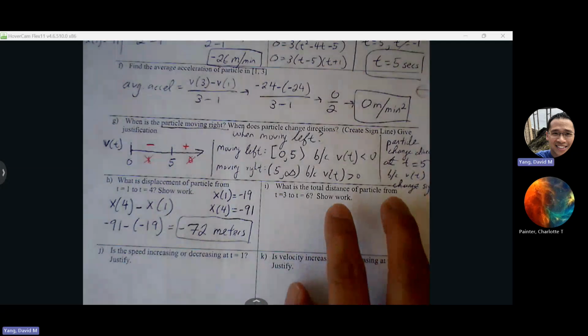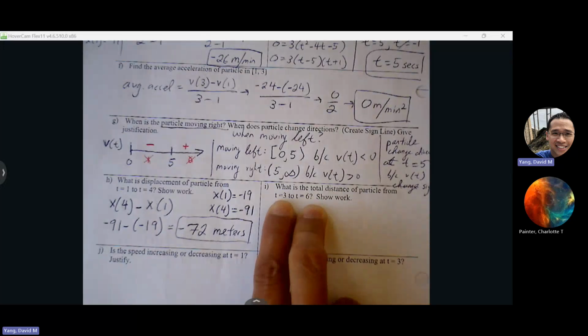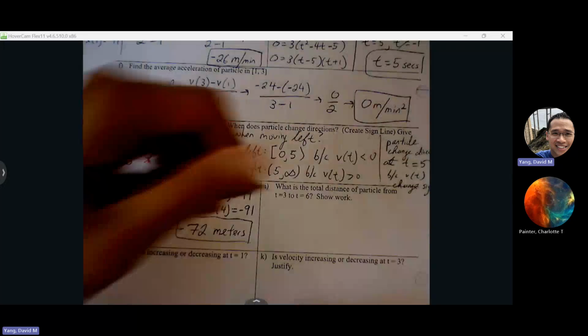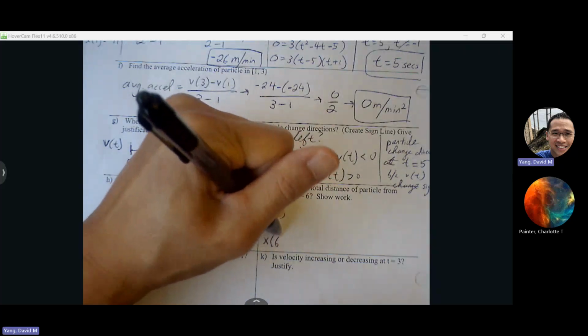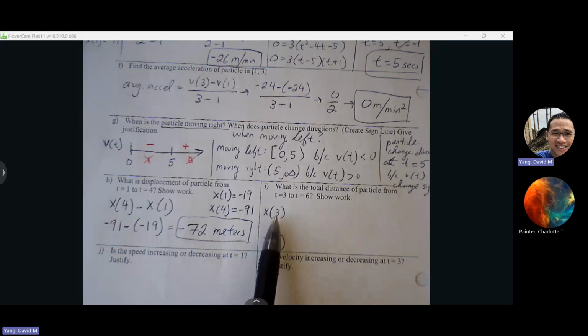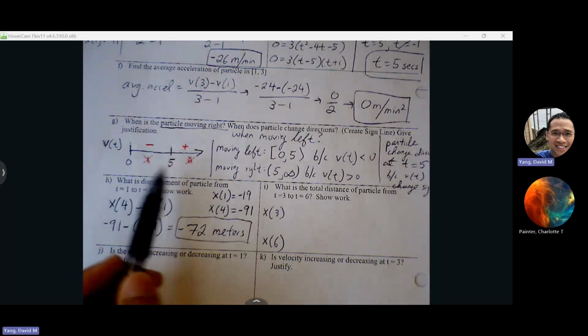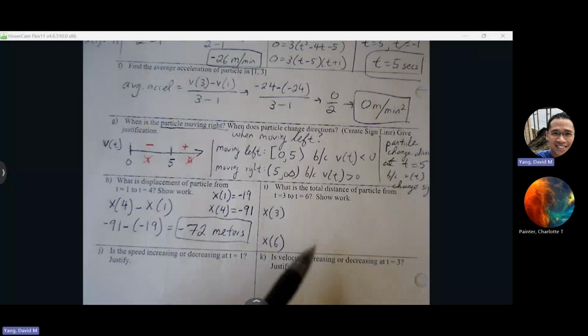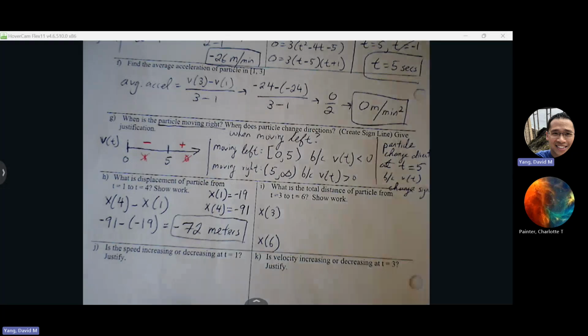Total distance is going to be similar in the sense that we still need the locations at these endpoints. So we need x sub 3, we need x sub 6, and we need any locations where the particle changes direction. Is there any moment when it changes direction? At 5, right? And the velocity sign line tells us that. If there's no change in direction, then we don't need another location. All we need is the starting point, ending point, and a point where there's a change in direction.